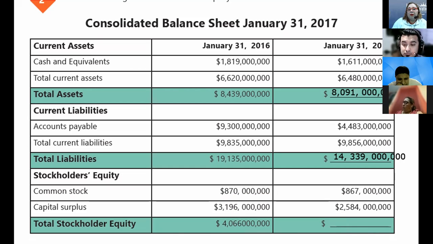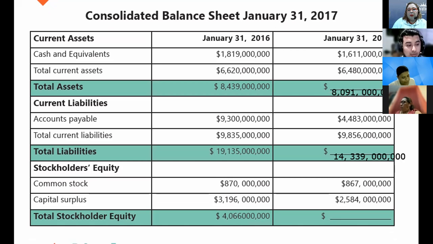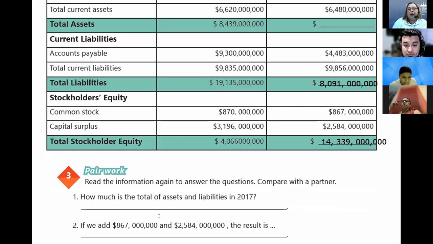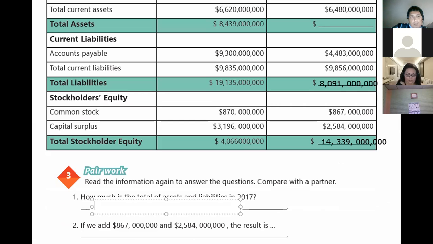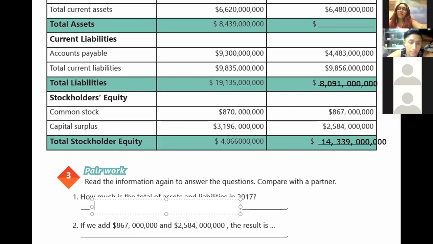I'm going down, okay? I'm going to scroll down. Or maybe I'm going to open this. How much is the total of assets and liabilities in 2017? Okay. Ben, how much is it? Did you do the math with me? Did you do the math with me? Okay, can you tell me how much is it? Kevin? Giovanni Pineda? Edwin?